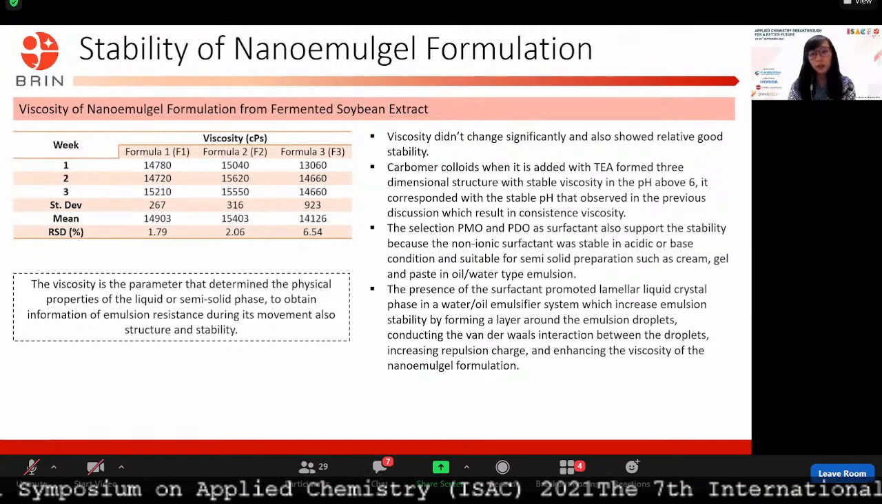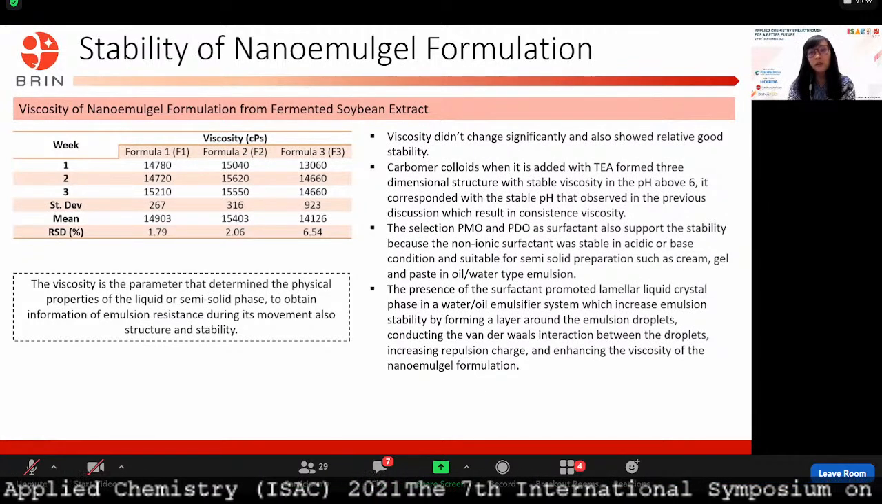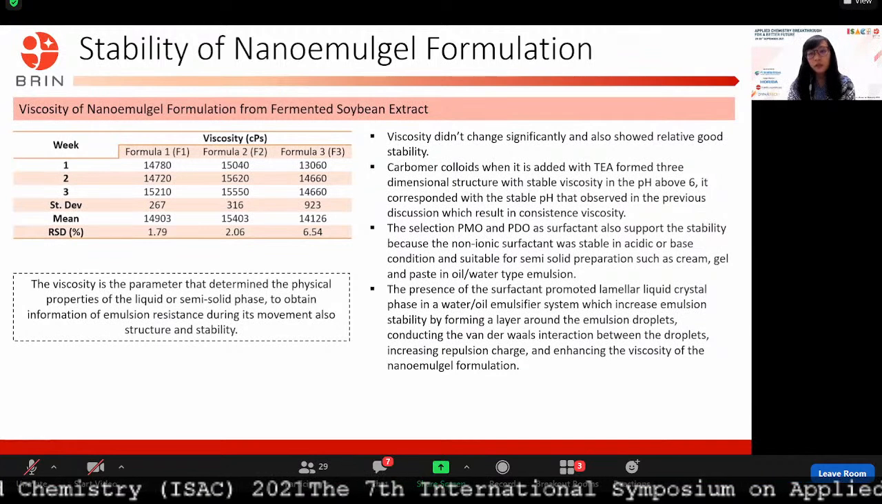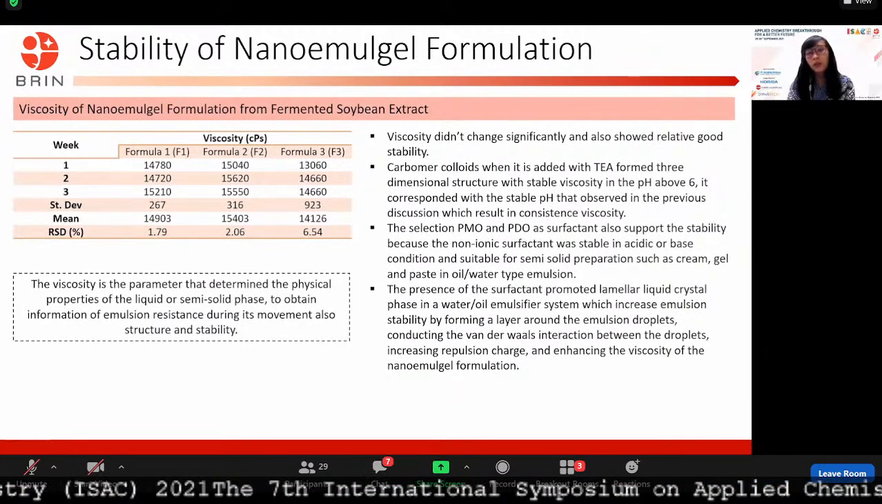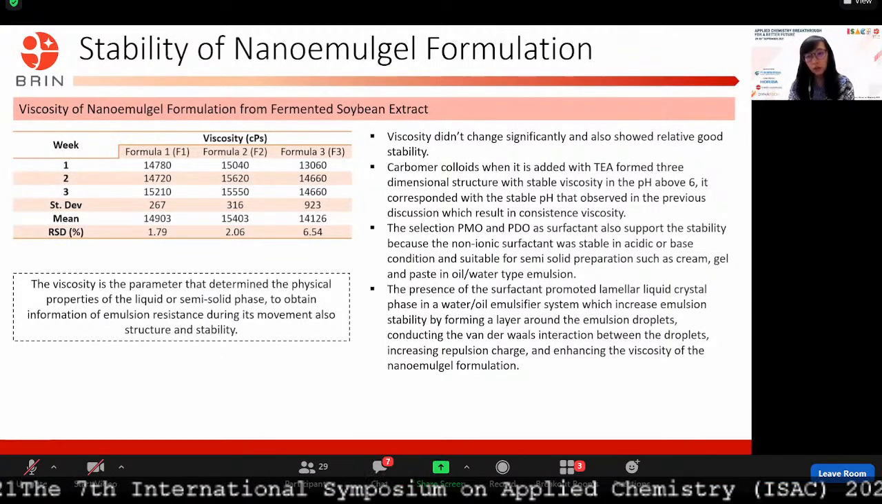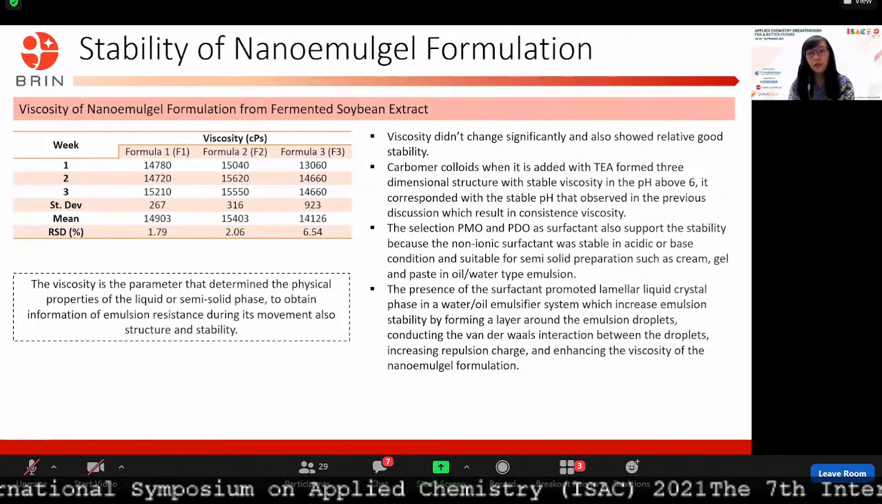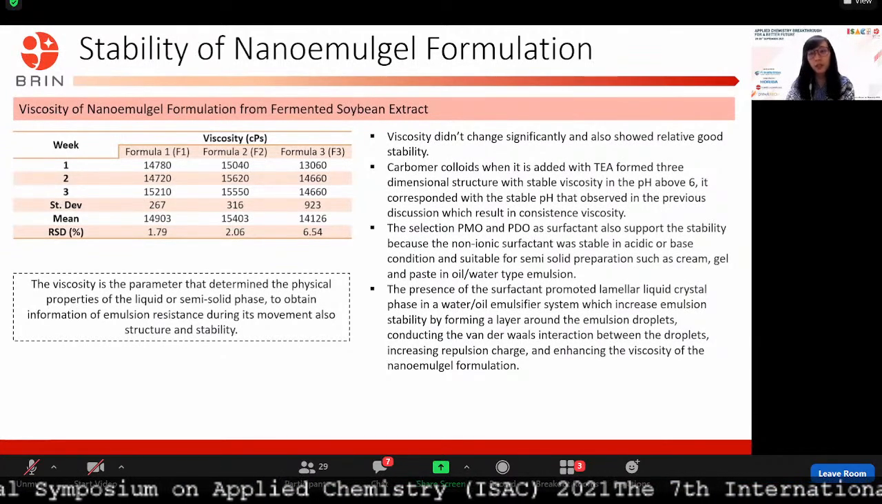The presence of the surfactant promoted a lamellar liquid crystal phase in the water-oil emulsifier system, which increased emulsion stability by forming a layer around the emulsion droplets, countering the van der Waals interaction between the droplets, increasing repulsion charge, and enhancing the viscosity of the nanoemulgel formulation.